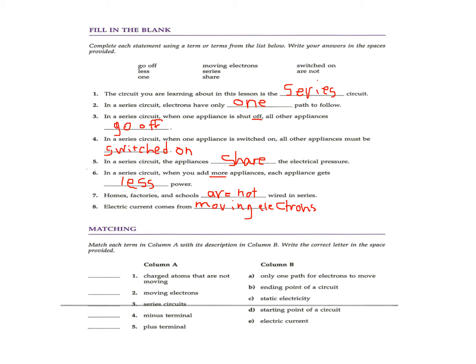Charged atoms that are not moving, electricity that's not moving, it's called static electricity. Moving electricity is called electric current, current electricity. Series circuit, one path. The minus terminal of the battery is the starting point where the electricity starts, and the plus terminal is the ending point, where the electricity comes back.